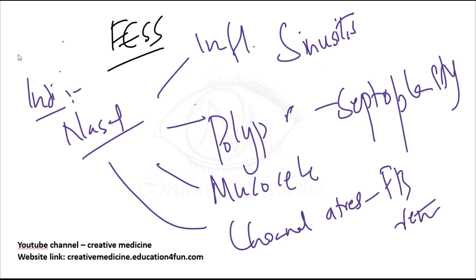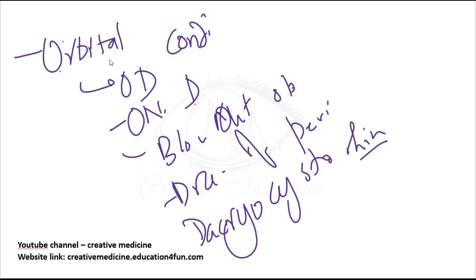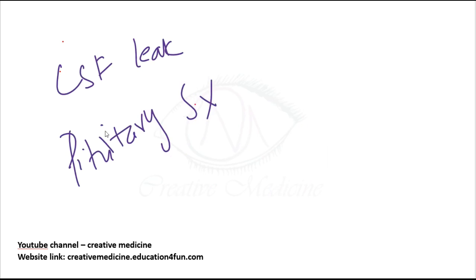First, we have nasal indications like sinusitis, polyp removal, mucocele of frontal and ethmoidal sinus, choanal atresia repair, and septoplasty and foreign body removal. Then other indications like orbital indications: orbital decompression, optic nerve decompression, blowout of orbit, drainage of periorbital abscess, and dacryocystorhinostomy. Then we have CSF leak and pituitary surgery also. We can do this functional endoscopic sinus surgery.